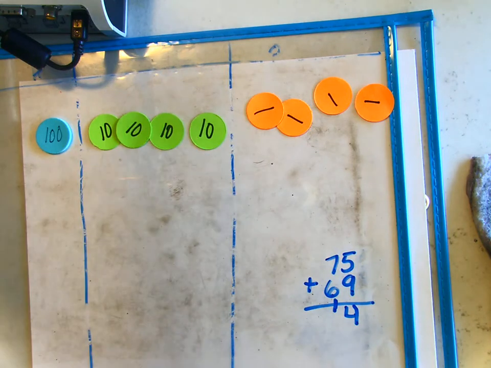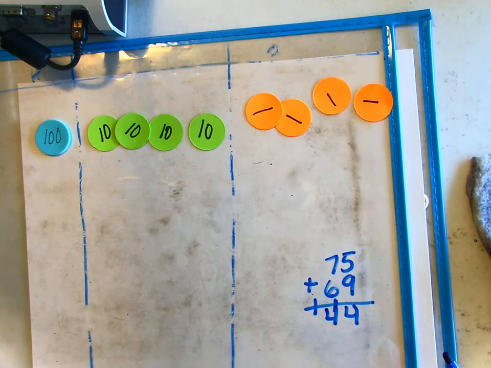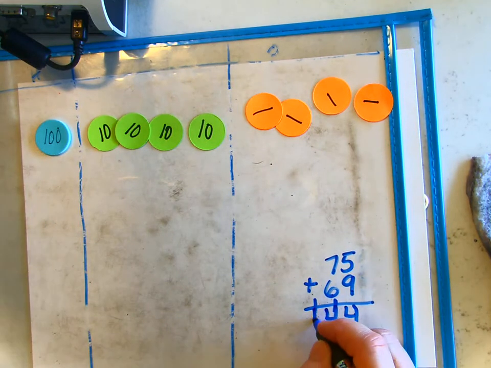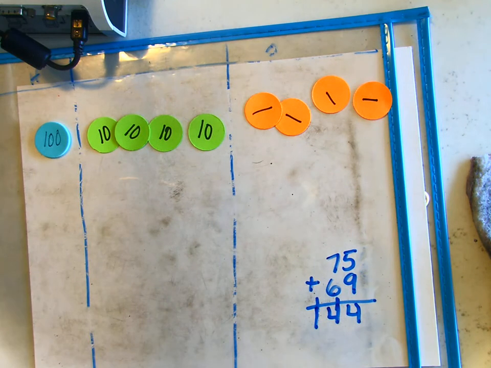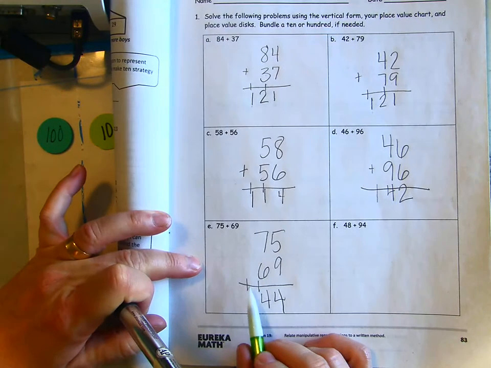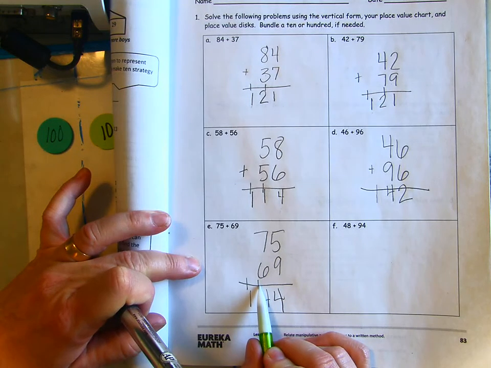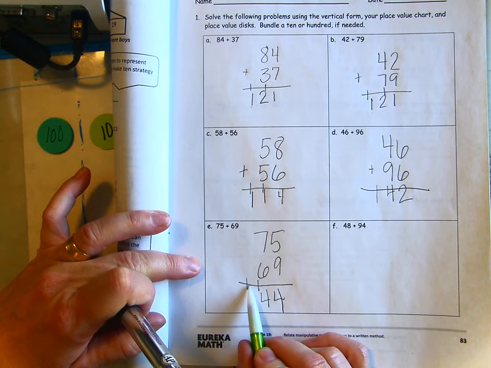And I'm going to record that here by writing the 100 that we made and the 4 ones that are left. There's nothing else to add to this, so I am bringing it down. And 75 plus 69 equals 144. And you want to make sure you've recorded it in your book with those lines as we're moving to show that we've composed a group of ones to make a 10. We composed a group of tens to make 100.